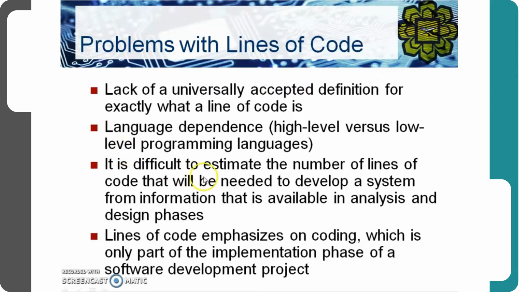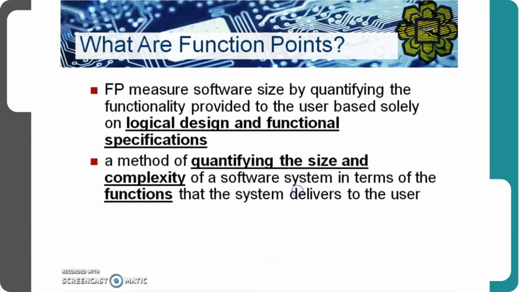It is also difficult to estimate the number of lines of code that will be needed to develop a system from the information that is available at the early stage of software development. And finally, lines of code emphasizes coding, which is in the later stages of software development, the implementation. But when we do this estimation of lines of code, we actually have not even started the real implementation yet. So those are the major problems with lines of code.